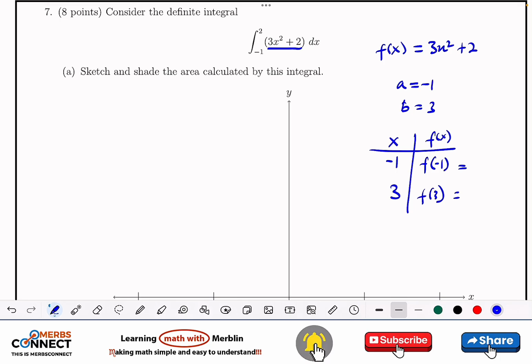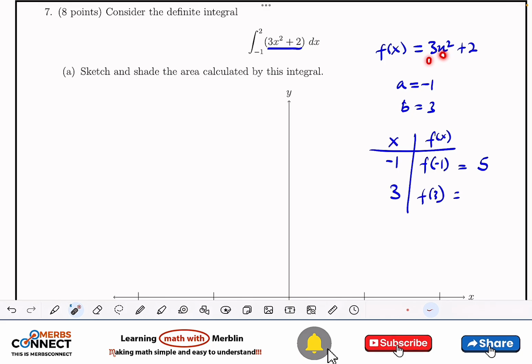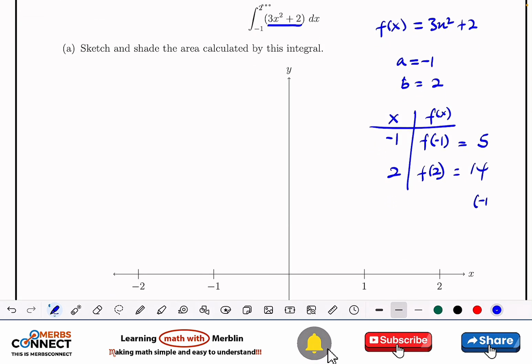Plug in minus 1 here. What do you get? Minus 1 squared will be 1. 1 times 3 is 3. 3 plus 2 is going to give us 5. Then plug in 3. 3 squared is 9. 9 times 3 is, oh, I think this one's supposed to be 2. Good, so plug in 2. 2 squared is 4. 4 times 3 is 12. 12 plus 2 is going to give us 14. So these are the points that we have. We have negative 1 and 5, and we have 2 and 14.